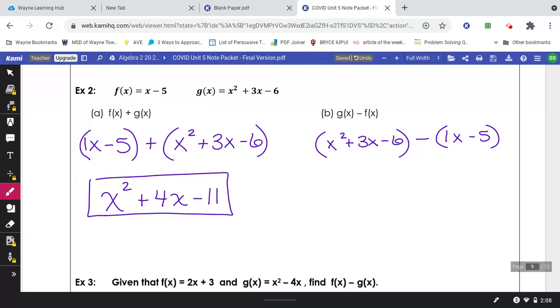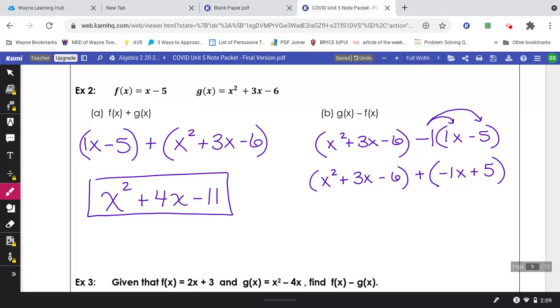And just like we did on part B above, we're going to put a 1 here and distribute the negative. Bring down x squared, bring down 3x, bring down minus 6. That first parenthesis doesn't change. Then if we're going to distribute the negative, this inside sign would turn to a positive. Negative 1 times 1x is negative 1x. And negative 1 times negative 5 is positive 5.